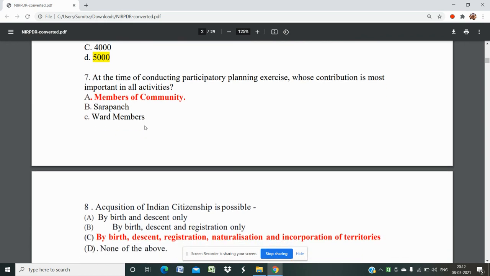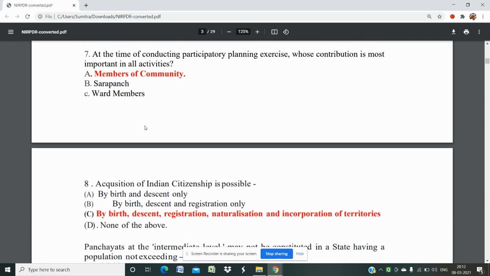Then, at the time of conducting a participatory planning exercise, whose contribution is most important in all the activities? The members of the community, such as for electing the representatives, participating in the decision-making process, participating in the development process, and projects and schemes related to the development of rural areas, etc. So the members of the community are the most powerful in the panchayat.